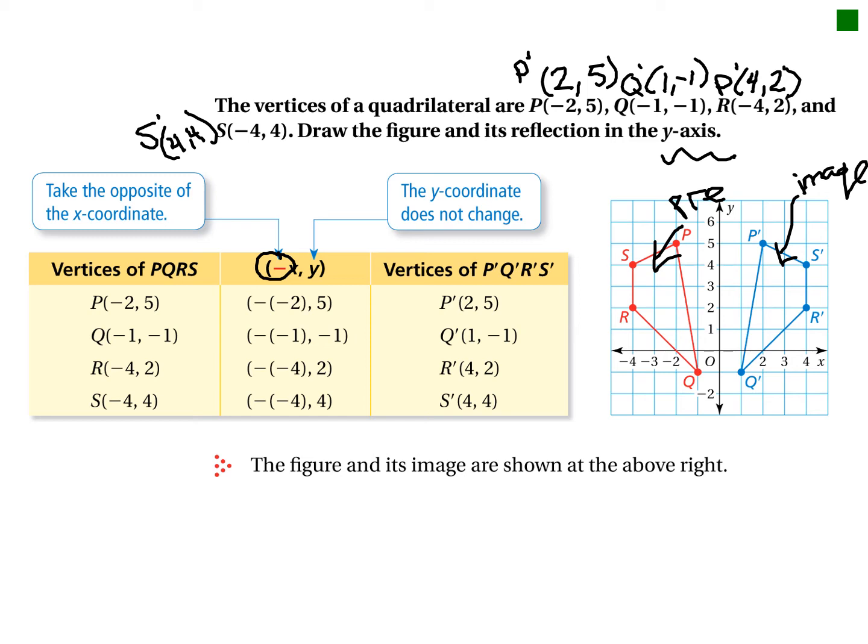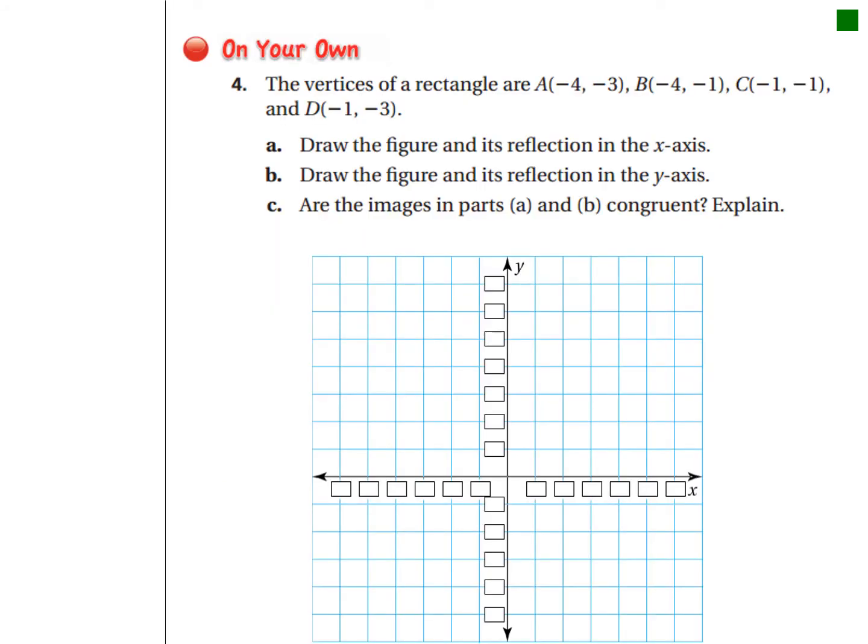Here's another way you can organize your work, just as an example. Let me make sure I got my answers. P's image is good, Q's image is good, R's image is good, and S's image is good. All right, let's go through this with a couple more examples, and we're going to start putting these into our notes now. All right, I do want this in your notes. Please put in notes.